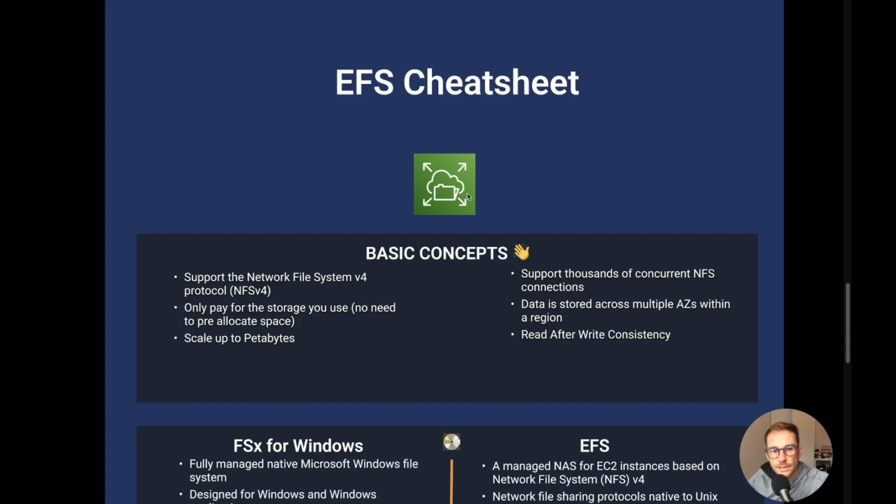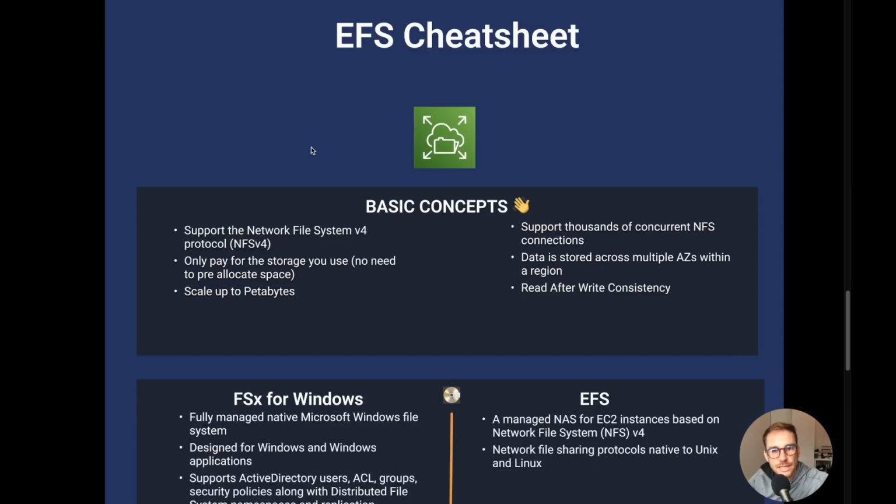Okay, now let's move on to the EFS cheat sheet, which stands for Elastic File System. So the Elastic File System service supports the Network File System version 4 protocol, also called NFS version 4. You only pay for the storage you use. You don't need to pre-allocate the space.